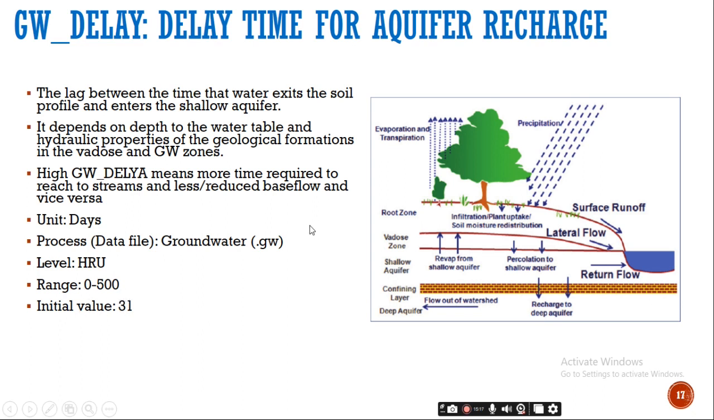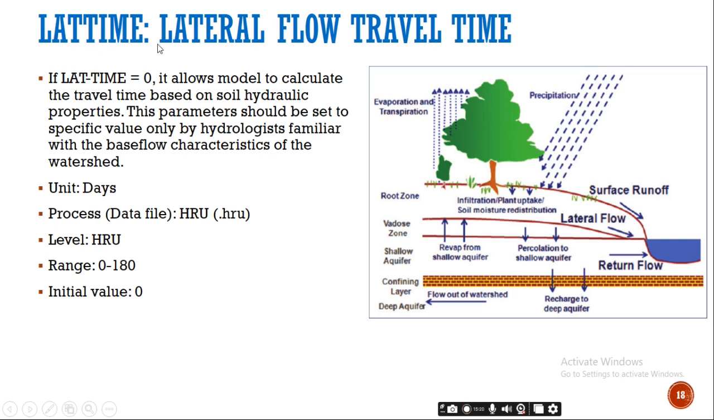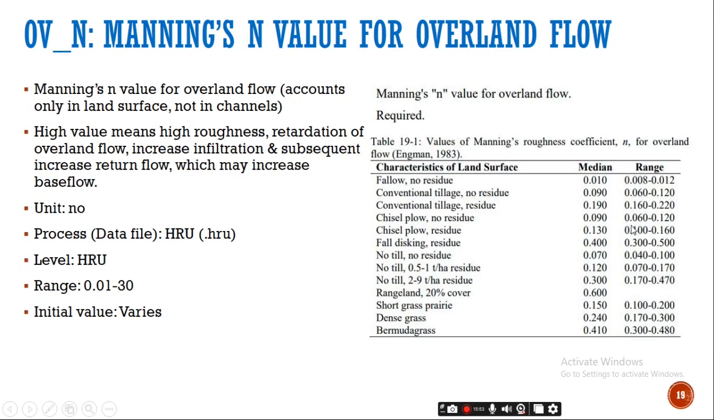Initial value is 31. Then after LAT_TIME, lateral flow travel time. If LAT_TIME is 0, it allows the model to calculate the travel time based on soil hydraulic property. This parameter should be set to a specific value only by a hydrologist familiar with the base flow characteristic of the watershed. Its unit is days and recommended range is 0 to 180. Initial value is 0. It simply means how much time it takes for the lateral flow. You can see here in this picture how many days it takes.